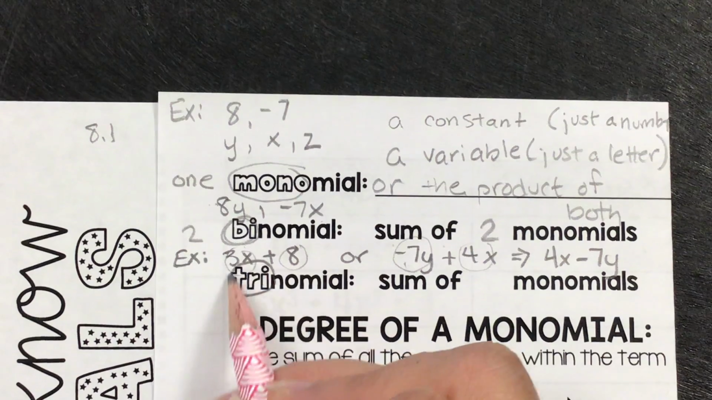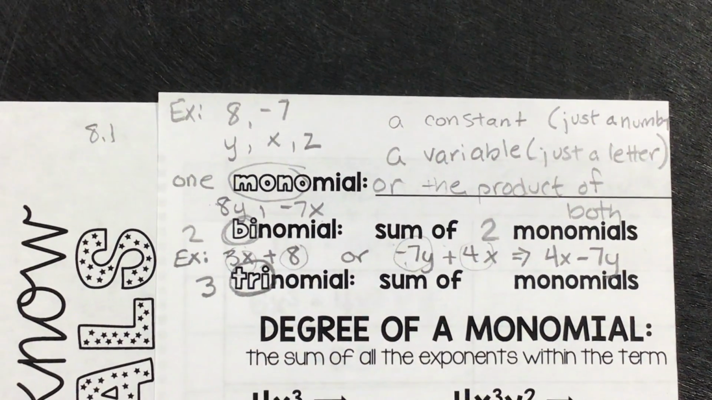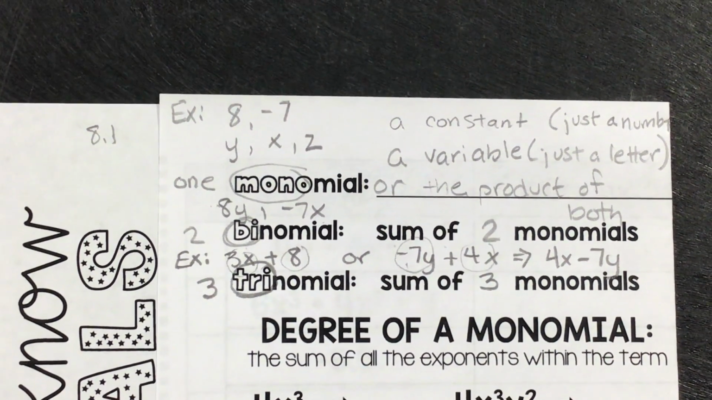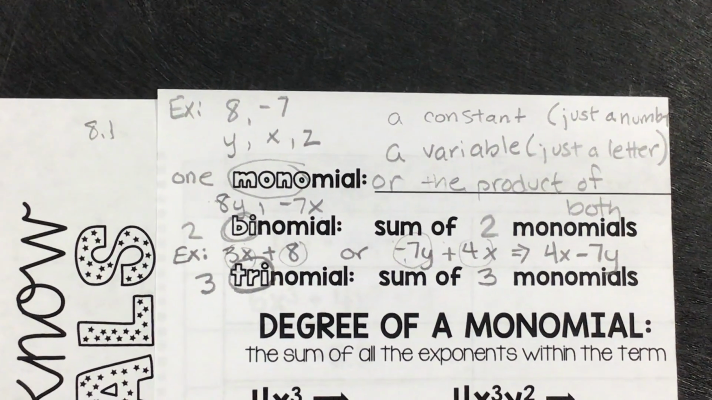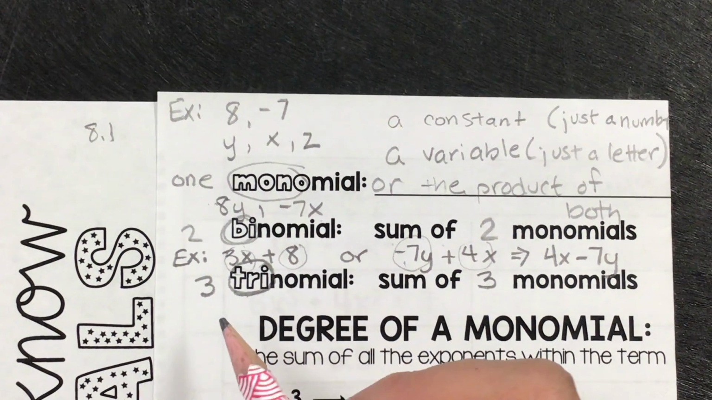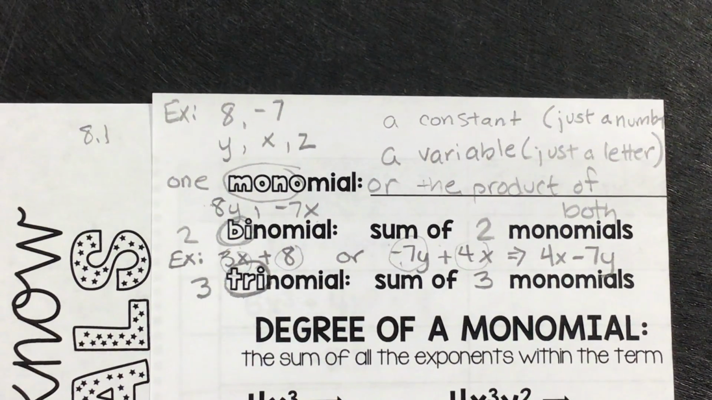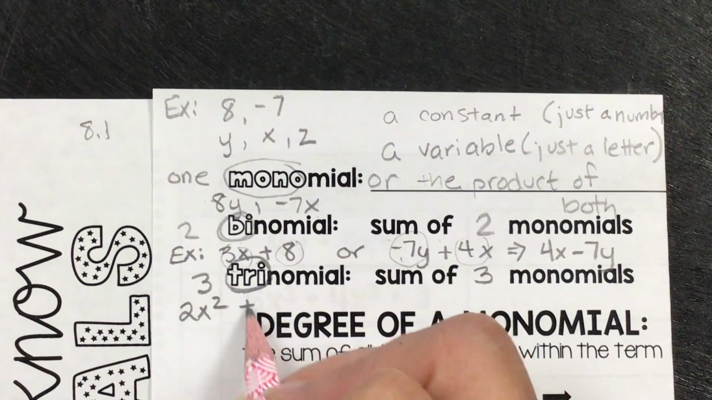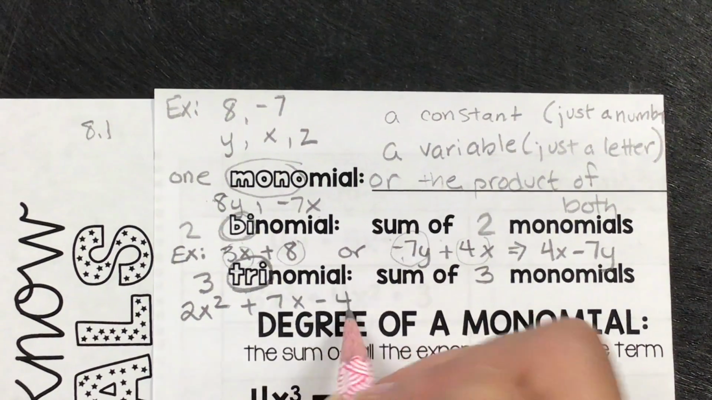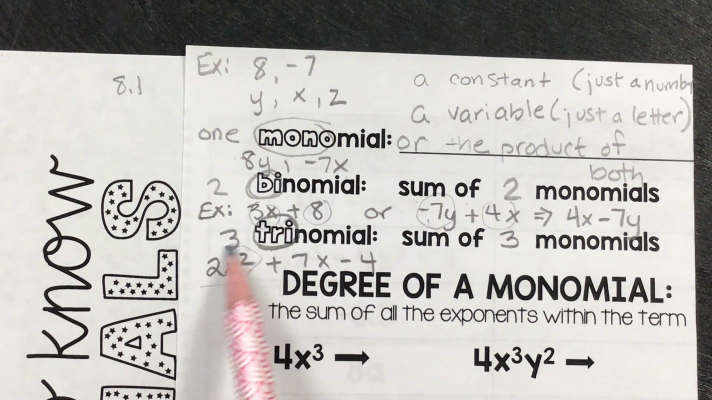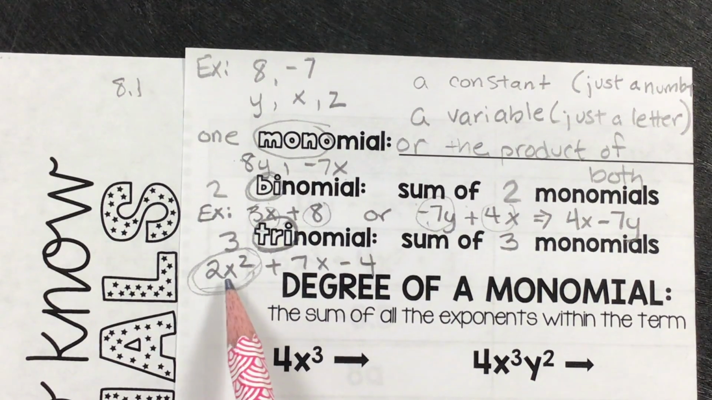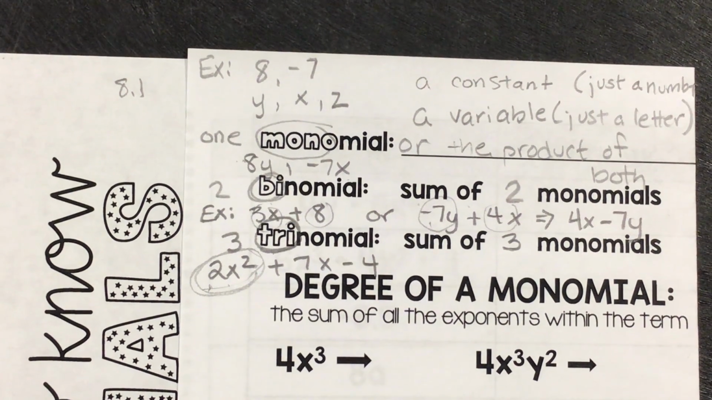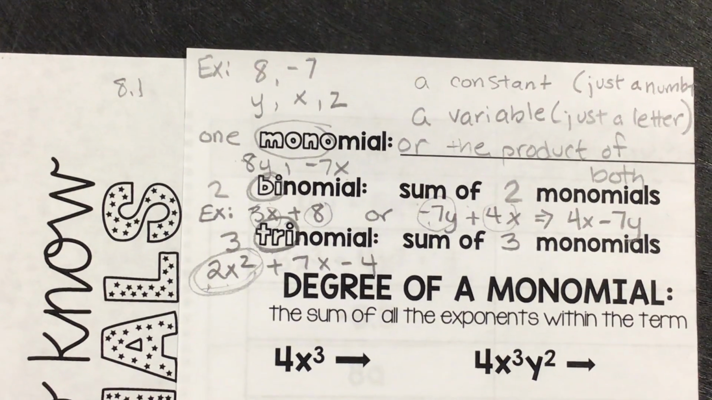The prefix tri means 3. So these would be 3 monomials added together, or the sum of 3 monomials. Tricycle, triangle, some words that start with tri, and then these would look like this: 2x squared plus 7x minus 4. So this is still a monomial because it's the product of variables and constants, which are just numbers.